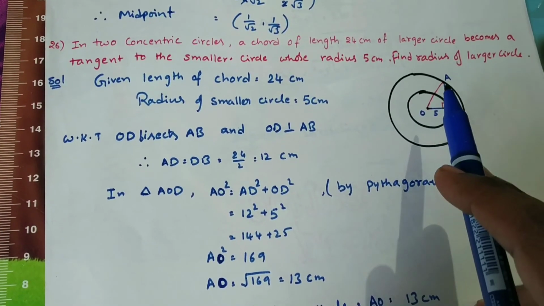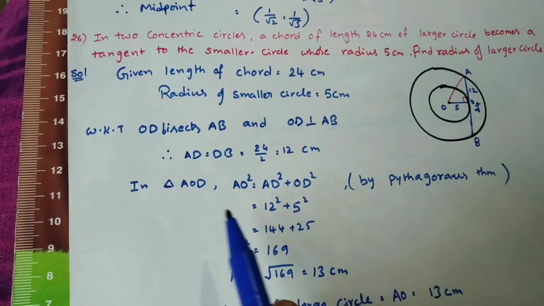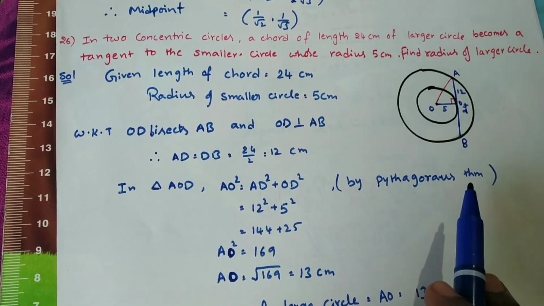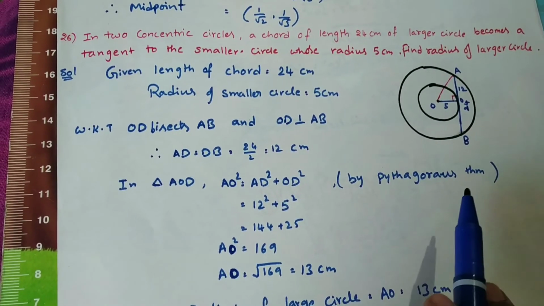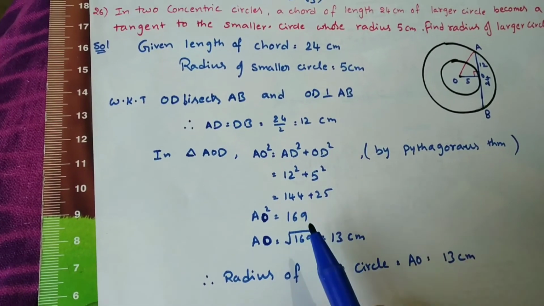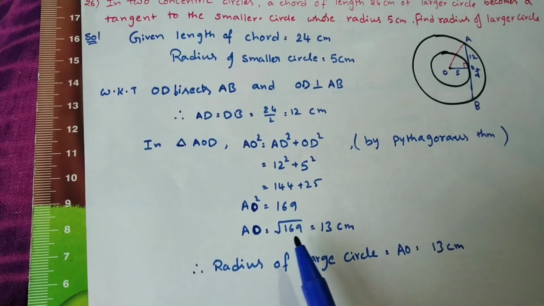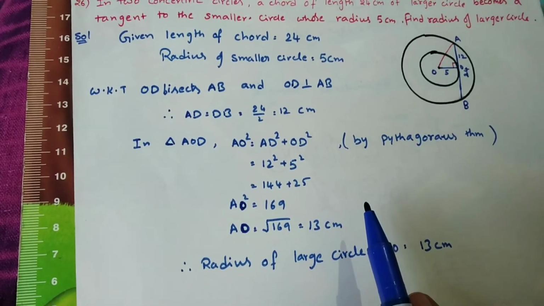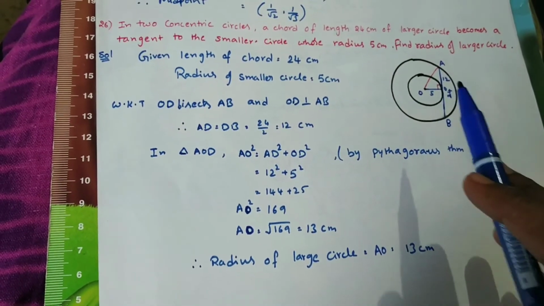For this, consider the triangle OAD. In this triangle OAD, apply the Pythagoras theorem. This is a right angle triangle. If you apply the Pythagoras theorem, AO square is equal to AD square plus OD square. Substitute those values and you are going to get the AO length as 13 centimeters. AO is nothing but the radius of the larger circle.